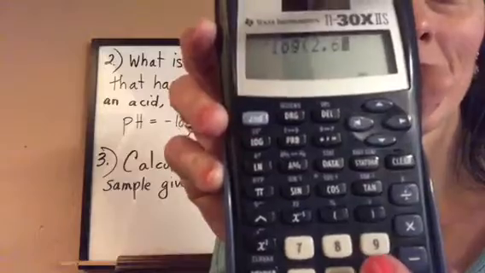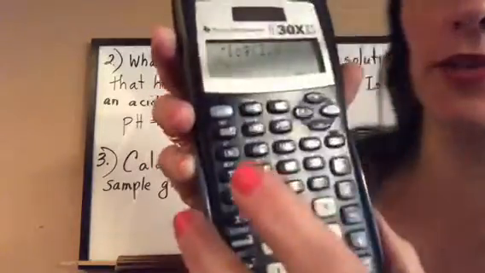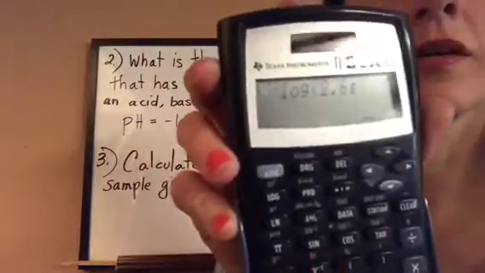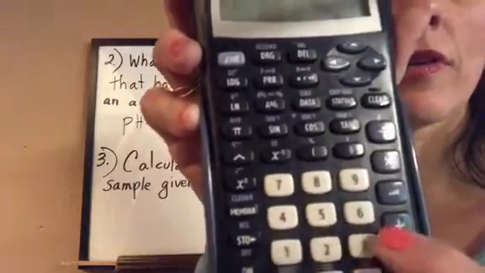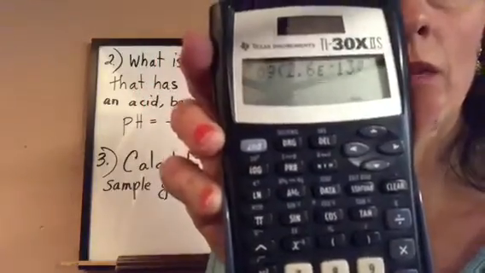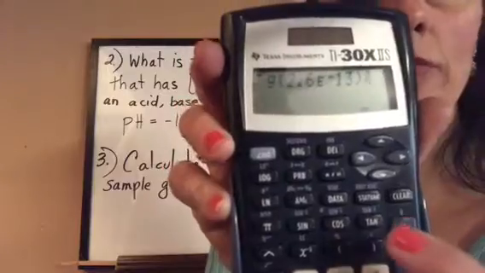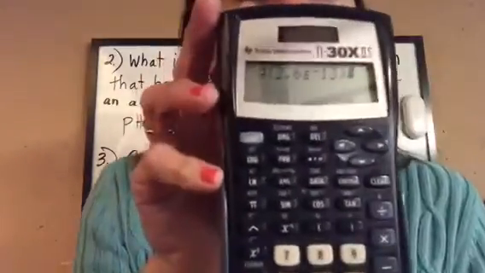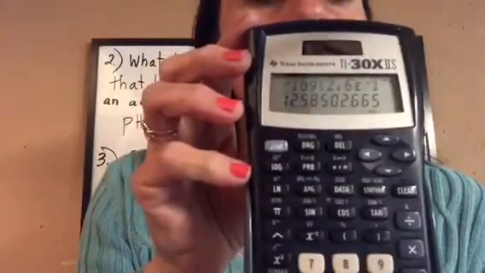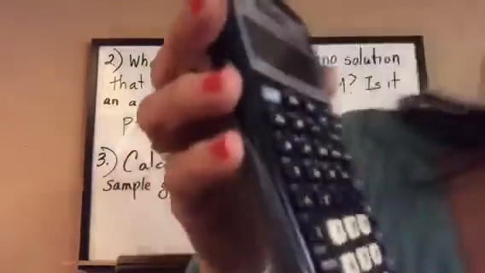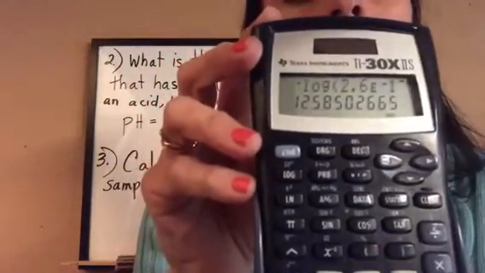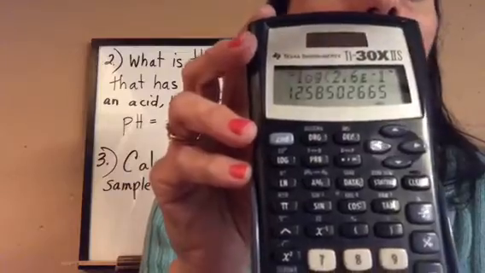2.6. Now, however you like to enter in exponents, that's your preference. I like to use the EE key, second EE, to the negative 13th power, negative 13. And now I need to close the parenthesis, and then I do enter. And I have 12.58, then a non-terminating decimal.